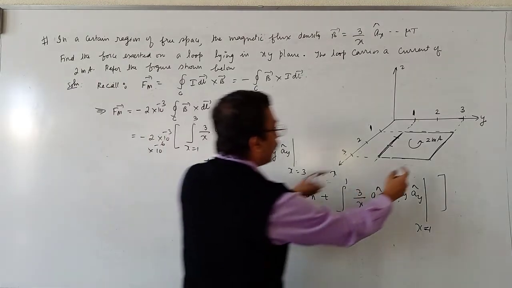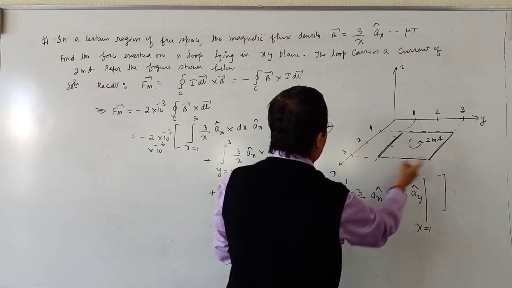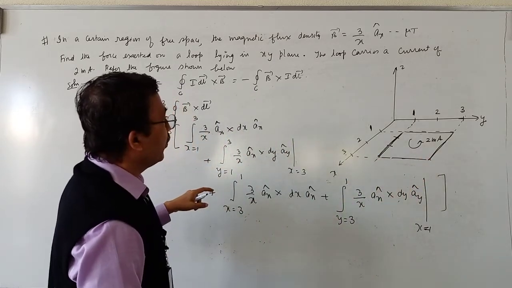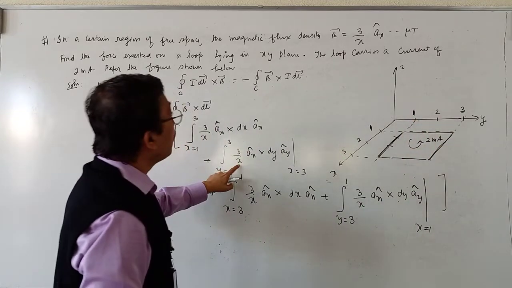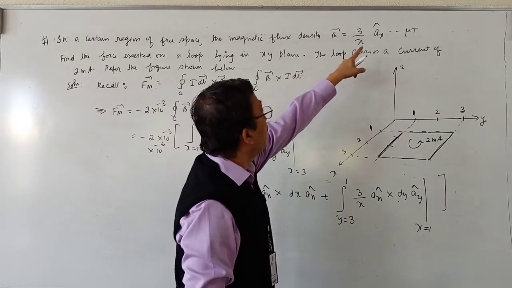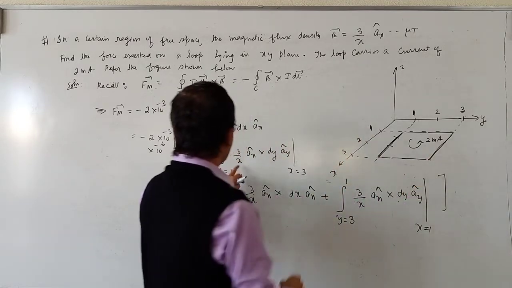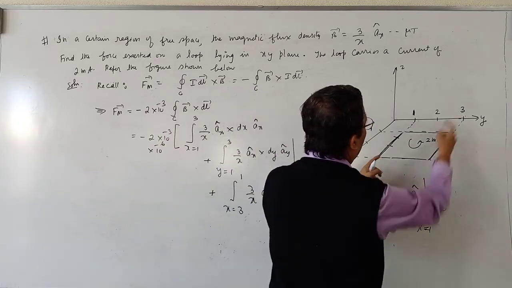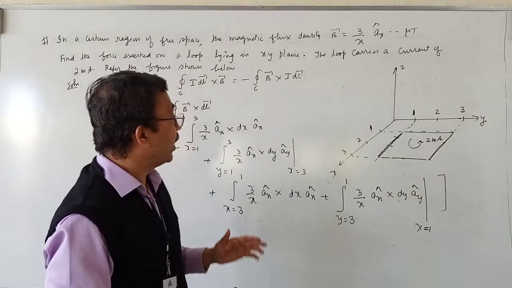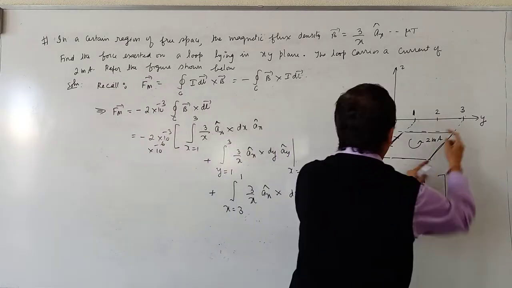Next, I will take this path. This path is parallel to the y-axis. Y varies from 1 to 3. What is vector B? 3 by x into ax cap. And for this straight line, what is the value of x? X is 3. This straight line is parallel to the y-axis. Therefore, what is vector dl? dy into ay cap.